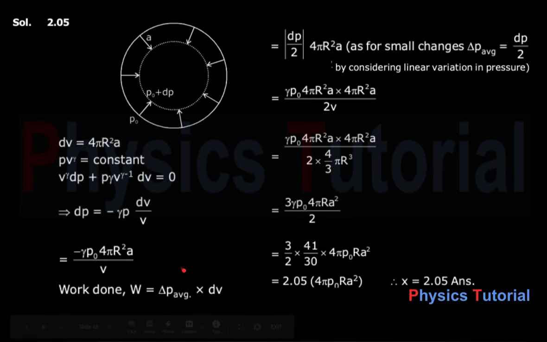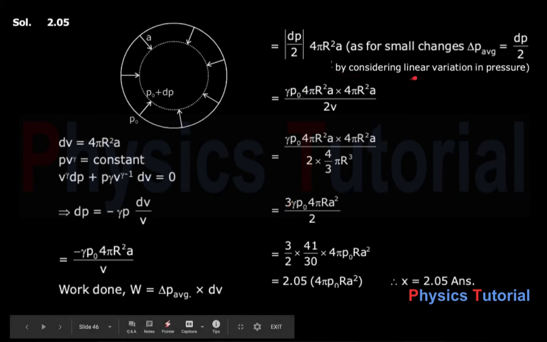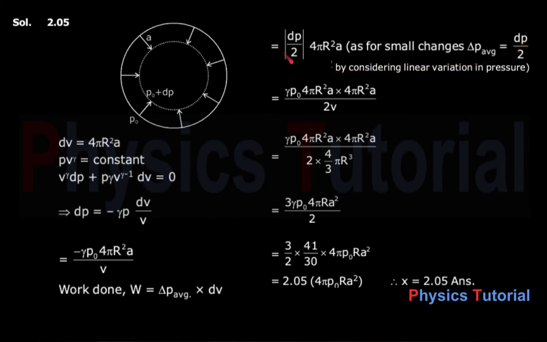Work done W is equal to delta P average into dV. Delta P average, as I told, dP by 2 you can use over here, as pressure varies linearly. So gamma P naught 4 pi r square a, and 4 pi r square a here is the area times a, meaning the change in volume, upon 2V, that is the result. So finally, after solving, we get 3 by 2 times 41 by 30 into 4 pi P naught r square a square. So this much factor you have to find. Solving 3 by 2 into 41 by 30, you will get 2.05. So the final answer is 2.05.